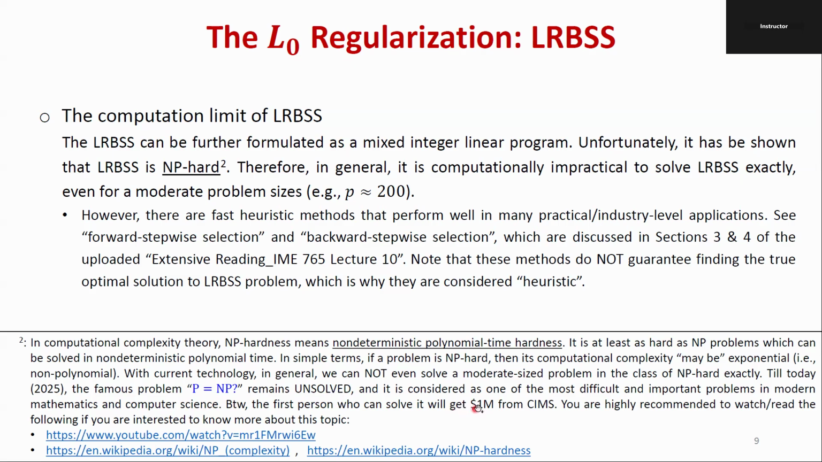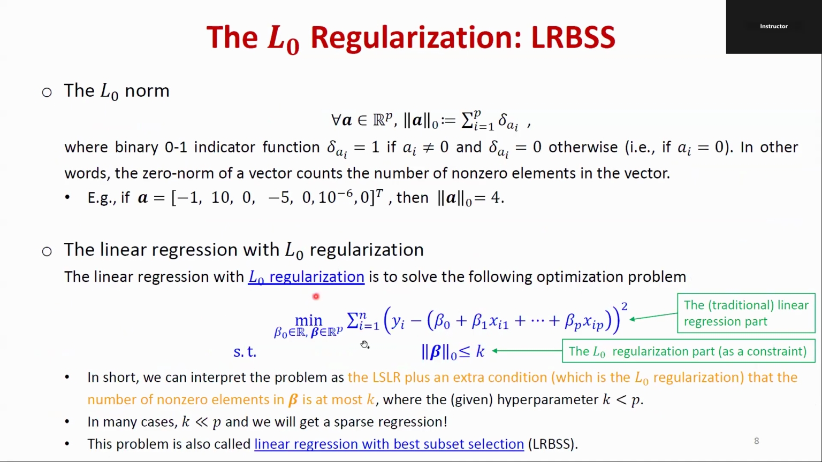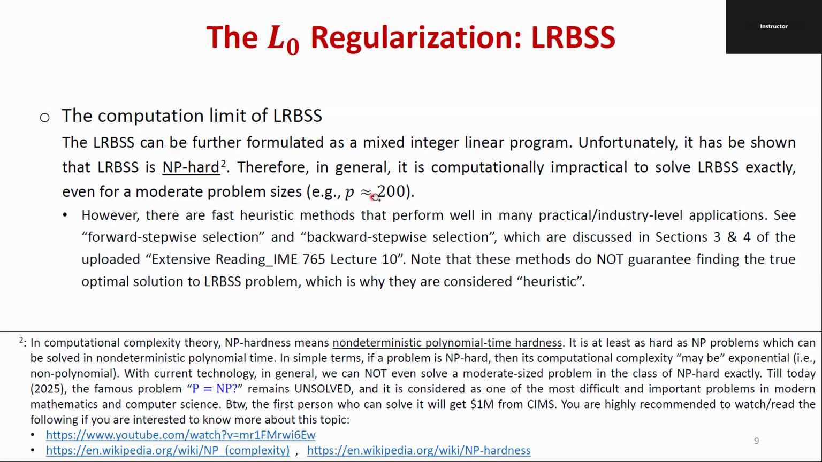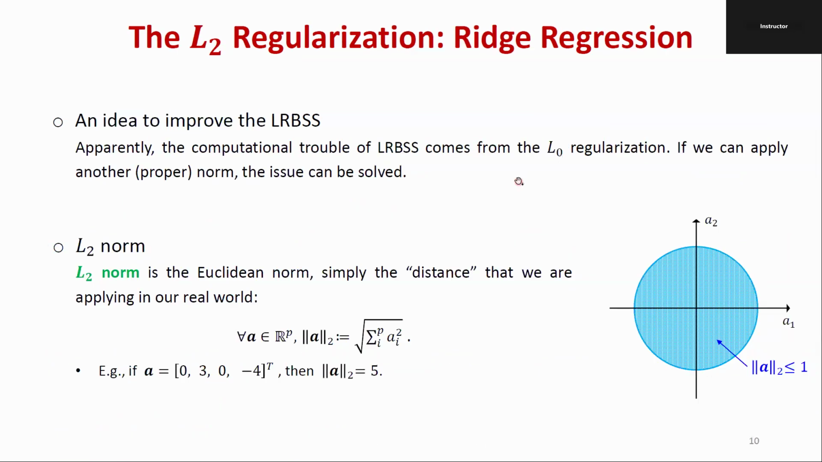If you can solve it, you will get 1 million from CIMS. So this is the thing. But in short, you just need to know that this model is beautiful. Unfortunately, it's not practical. We cannot easily solve it, even given a super small sample like p equal to 200. Okay, then how to improve it?